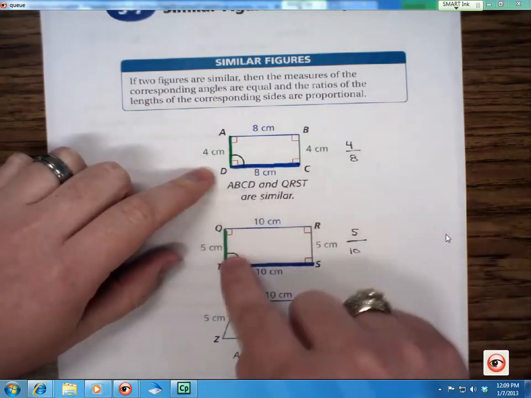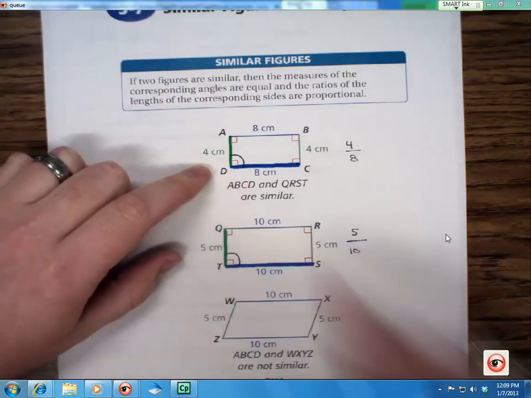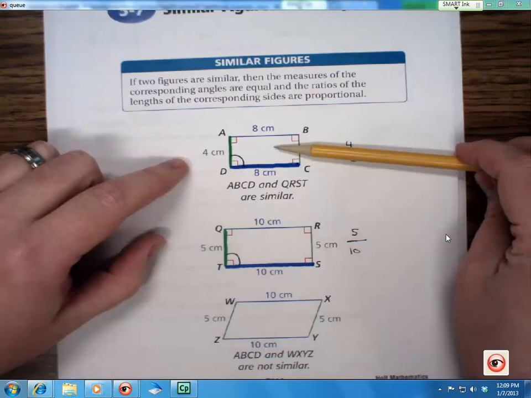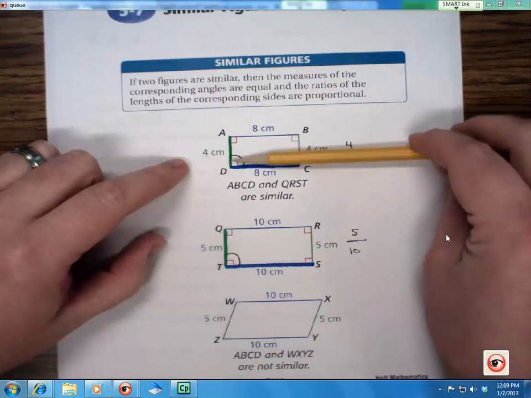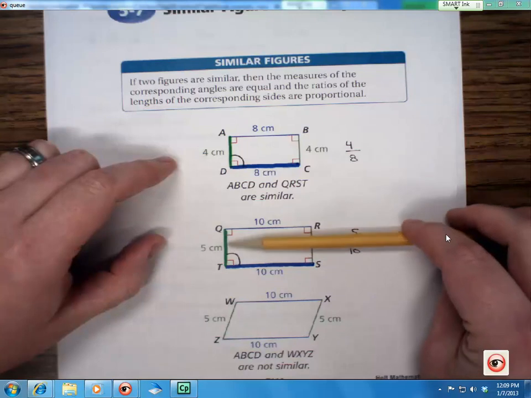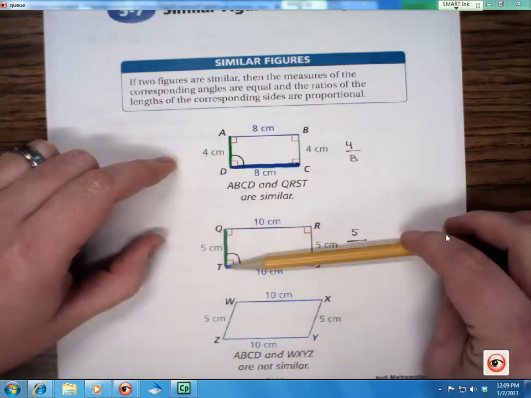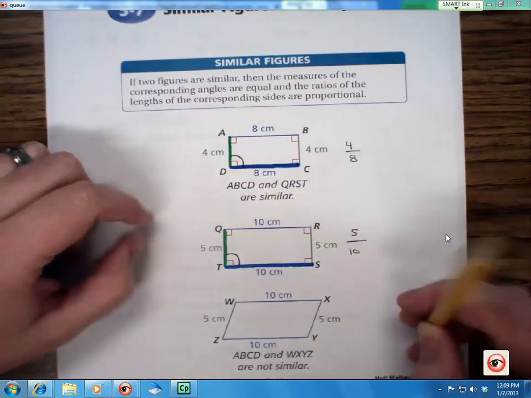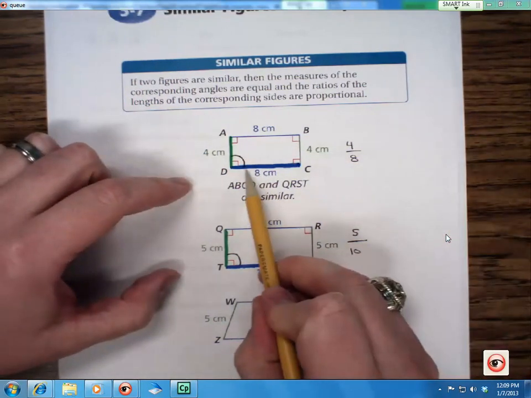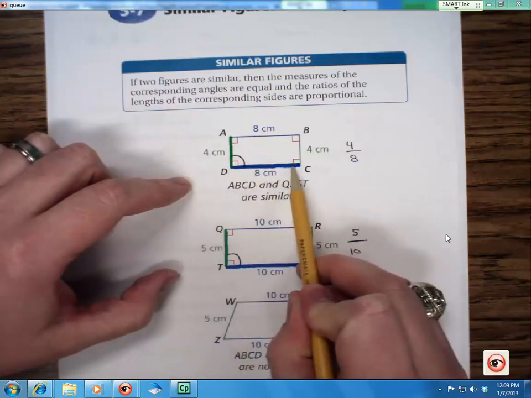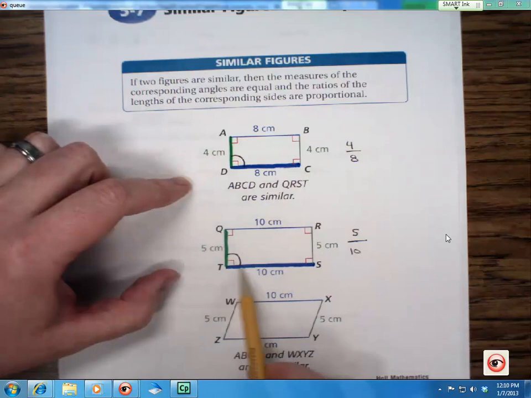trace the corresponding sides. What it means by corresponding side is, for example, this top rectangle right here, this green side right here, corresponds to the green side on this larger rectangle down here. Those are the same side on the different shape. The same thing with the blue. The blue side of this small rectangle corresponds with the blue side of this larger rectangle.